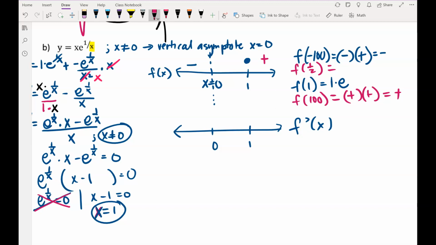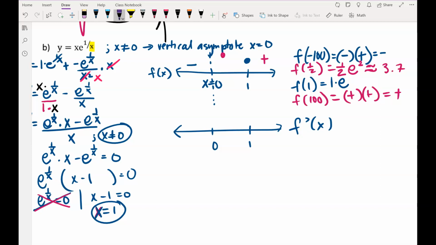Then I'm going to plug in 1/2. That's 1/2 times e to the 1 over 1/2, which is e squared. E is about 2.718, so let me give you a decimal really quickly. E squared divided by 2 is going to give me 3.7-ish, so it's slightly higher than e.